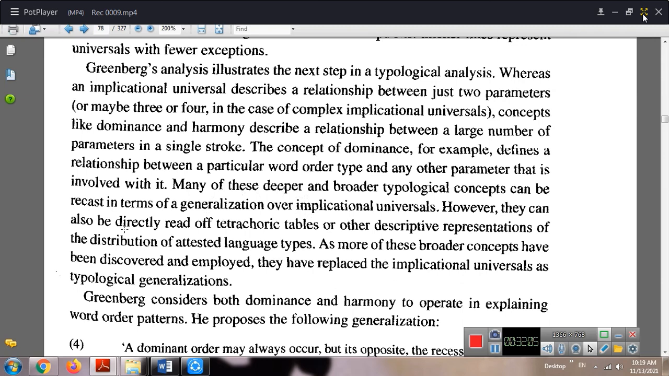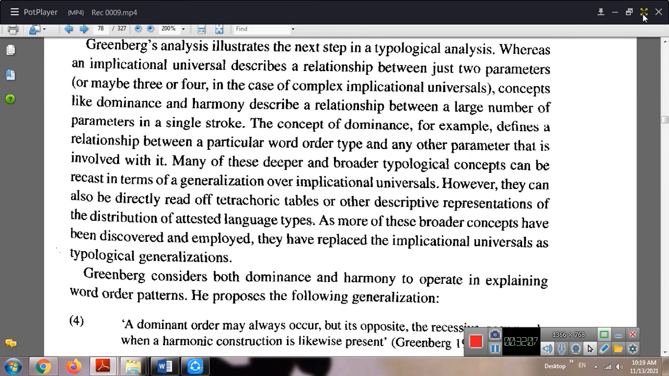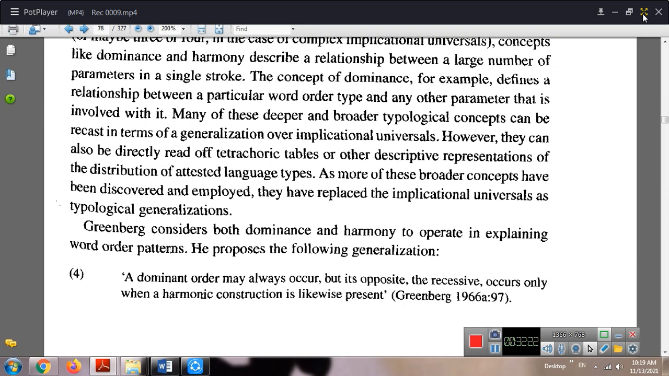Many of these deeper and broader typological concepts can be recast in terms of a generalization over implicational universals. However, they can also be directly read off tetrachoric tables or other descriptive representations of the distribution of a trait and language types. As more of these broader concepts have been discovered and employed, they have replaced the implicational universal as typological generalization. Okay, another name for implicational universal is typological generalization.